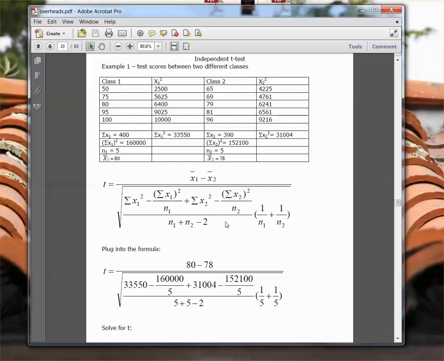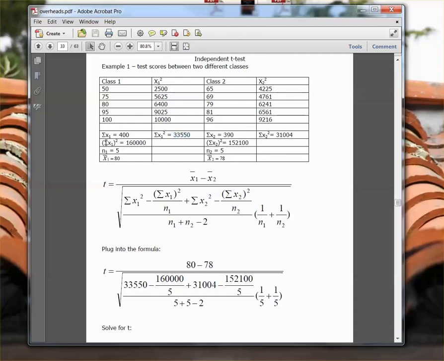So let's calculate that. And as I alluded to, we need to square up each of these. So 50 squared, 75 squared, 80 squared, 95 squared, and 100 squared. If you add those up, you're going to get this number here, right? That's where that comes from. I made a mistake. So here's 50 squared, here's 75 squared, 80 squared, 95 squared, and 100 squared. And then if you add those up, that's the value right there.